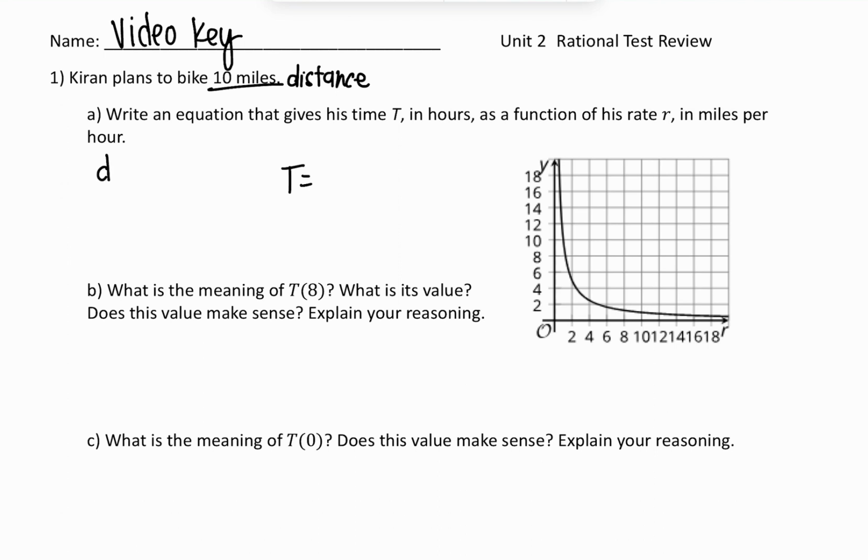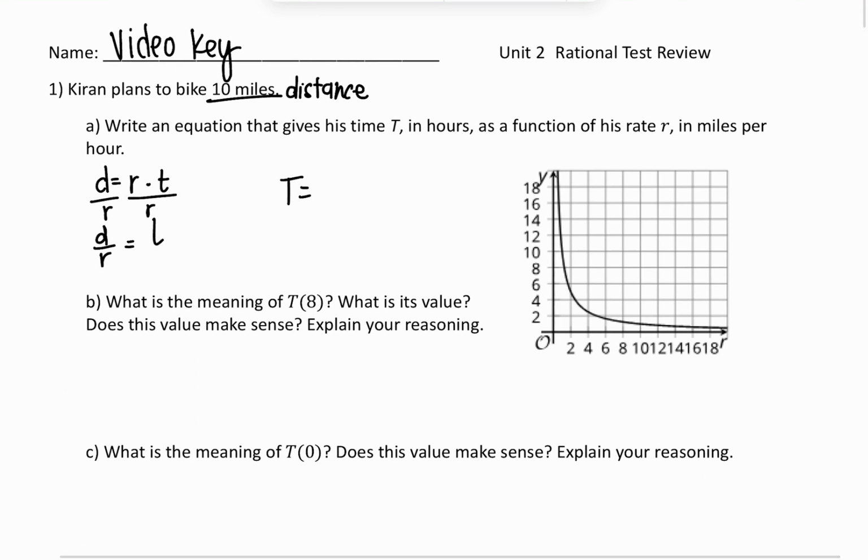And we do know that distance equals rate times time. So if we divide both sides by r, we see that distance divided by rate is equal to the time. So with the equation for this situation, the distance is 10 miles. It doesn't change. It's always just going to be 10 miles. But then there's no other factors, so just the rate is going to be dividing 10. So t equals 10 divided by r. You could also write t of r to show that it's a function of r.